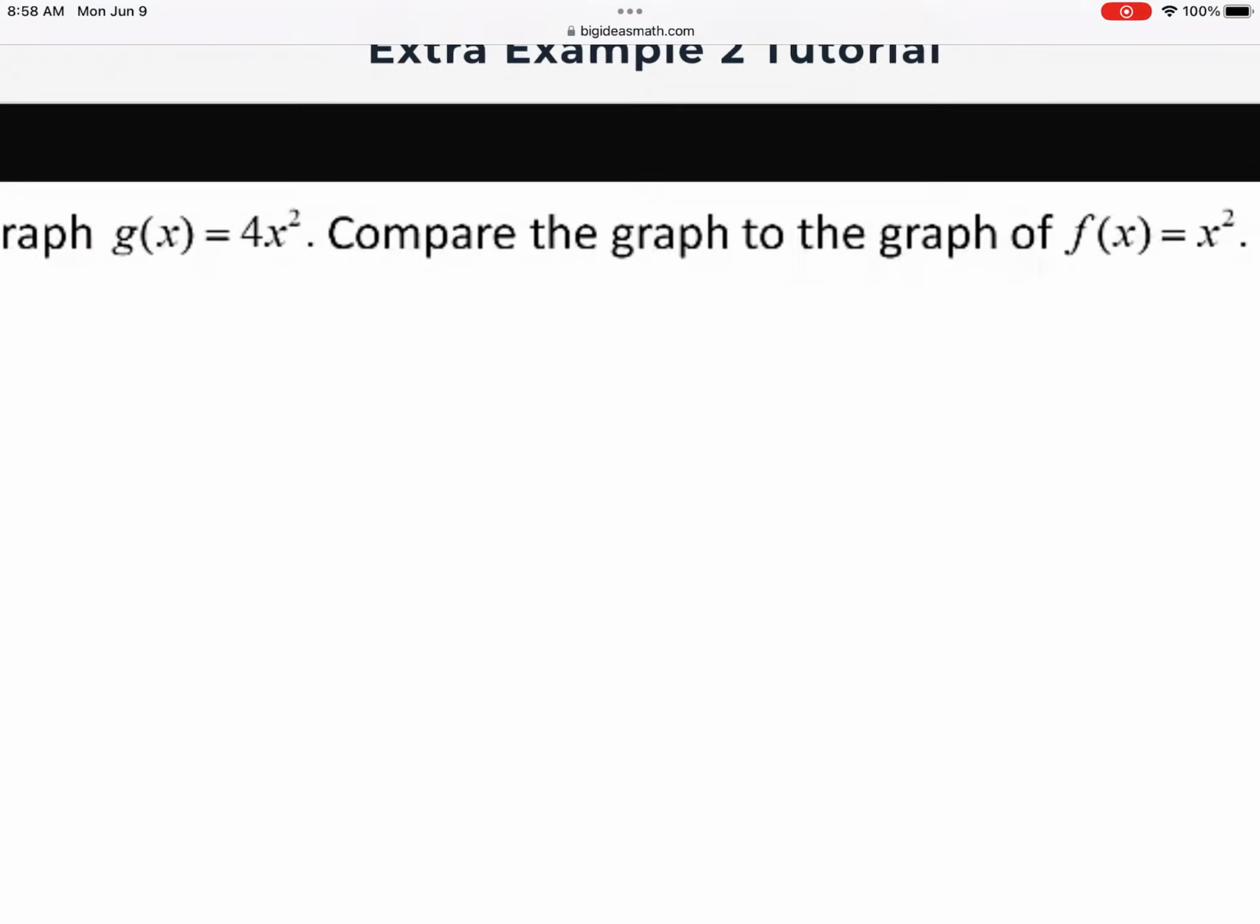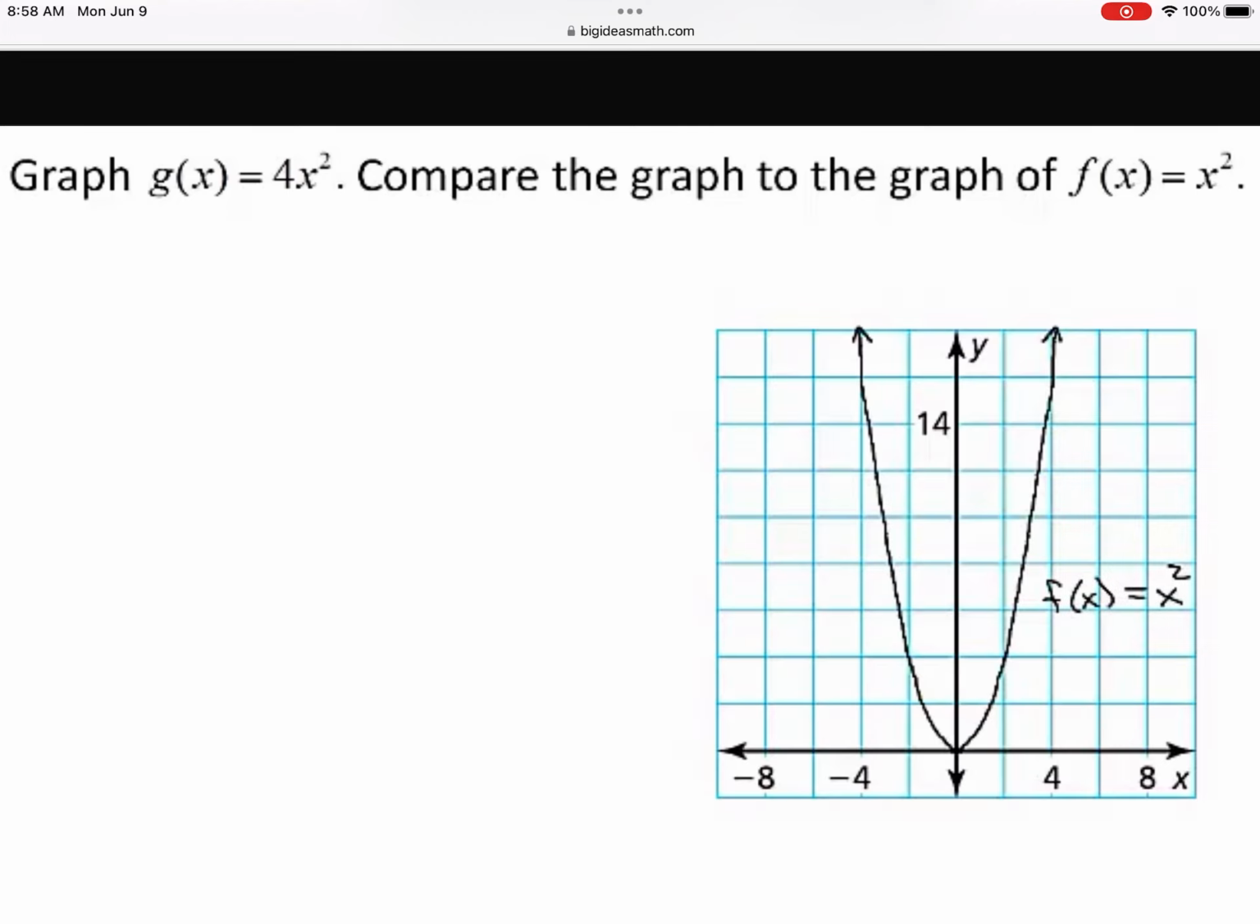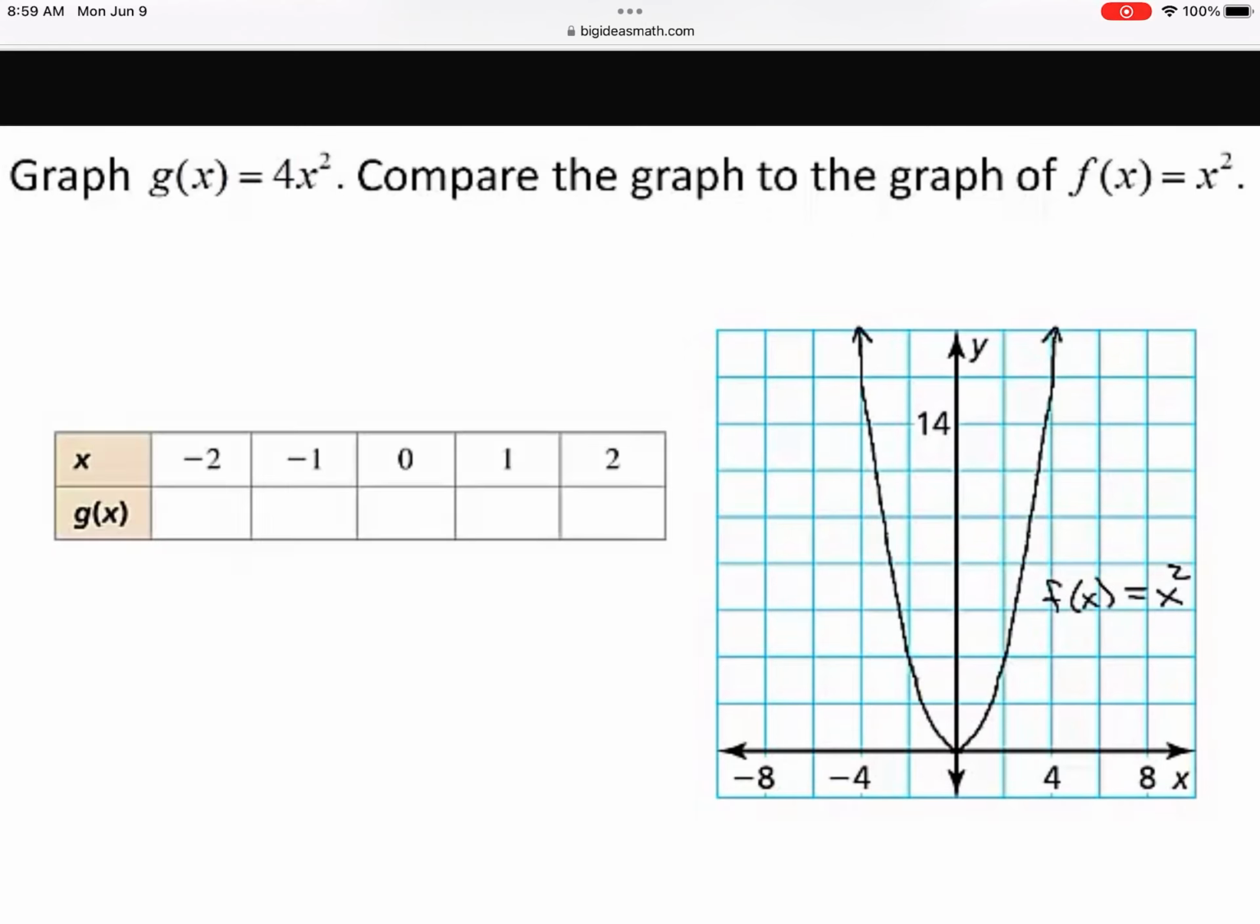Graph g of x equals 4x squared. Compare the graph to the graph of f of x equals x squared. Begin with the graph of f of x equals x squared. Then make a table of values.